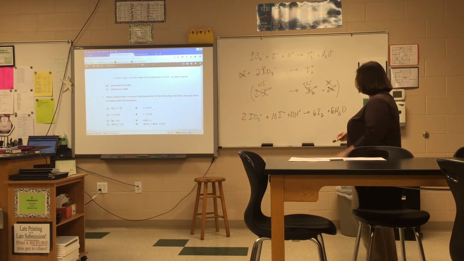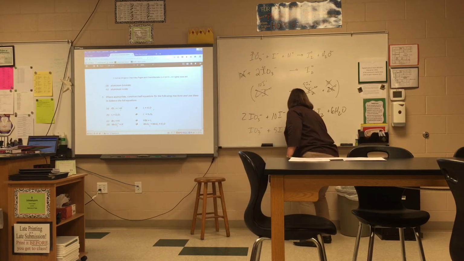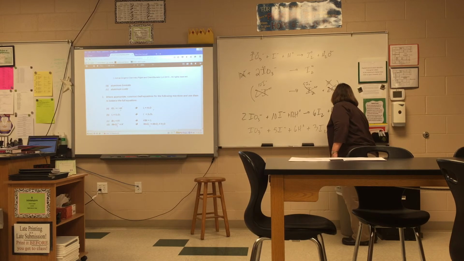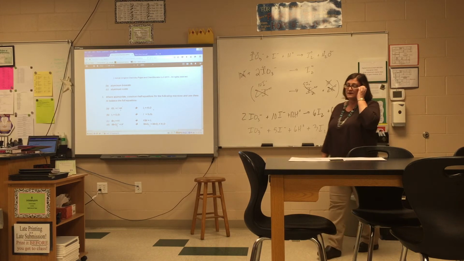Or I can reduce it. I could even reduce it. So I could go IO3 minus plus 5I minus plus 6H plus yields 3I2 plus 3H2O. This is actually more correct. So you can reduce what you produced. Everything's reducible.